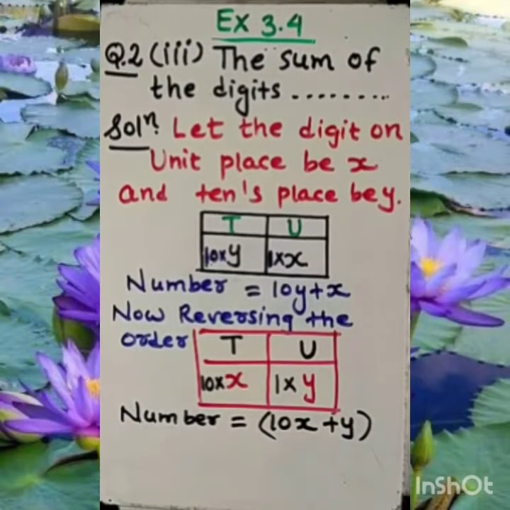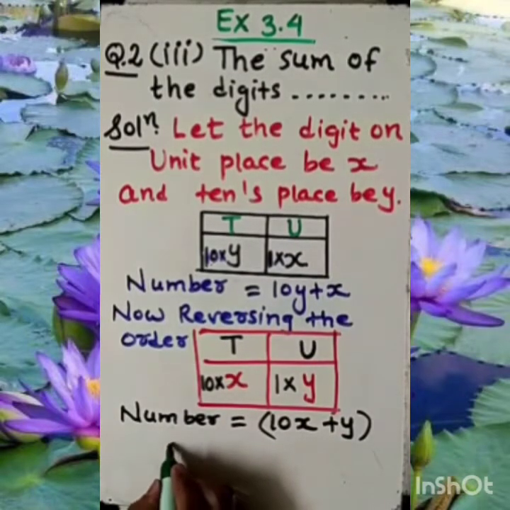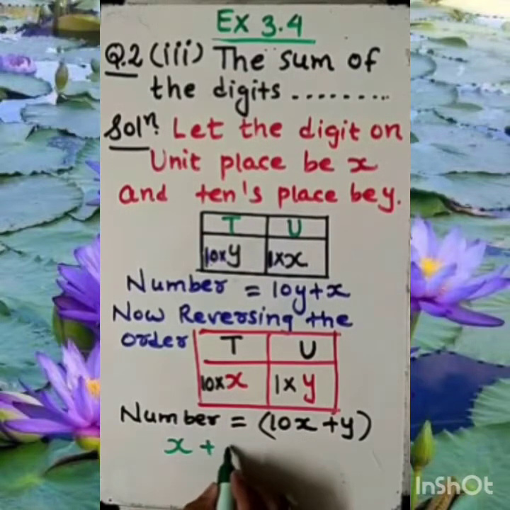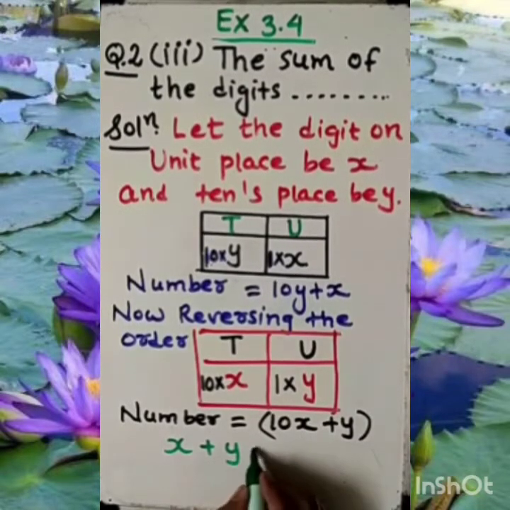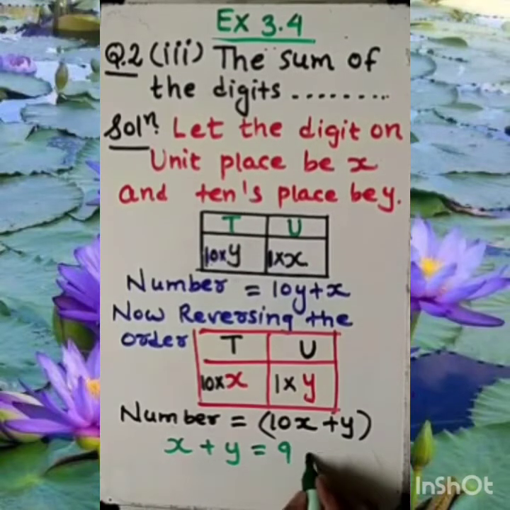Now, in the first sentence we are given that the sum of the digits of a two-digit number is 9. So let's have the first equation, sum of the digits. Sum of the two digits means x plus y, that is equal to 9. Let's say this is result number 1.